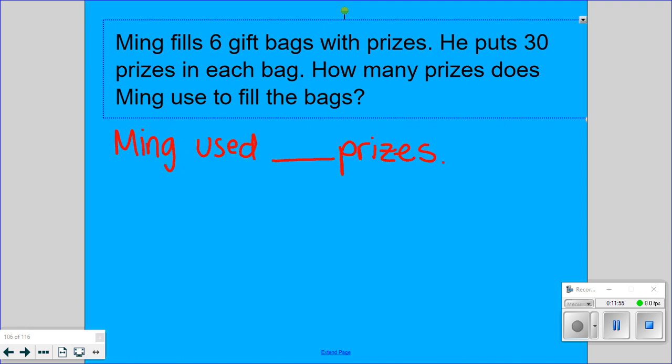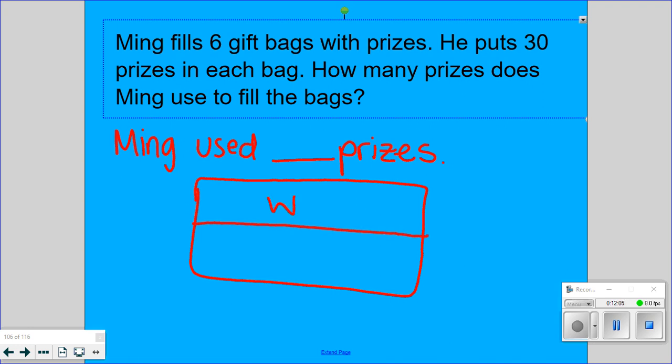All right, let's create our bar model. Let's start with our whole. Mackenzie, what am I counting again? Prizes. Does it tell me the total prizes? No. So once again, I don't know my total, but I know some things. What are some things that I know?